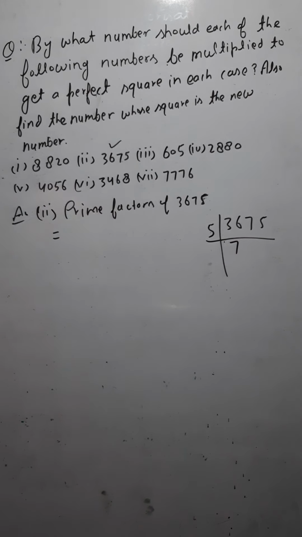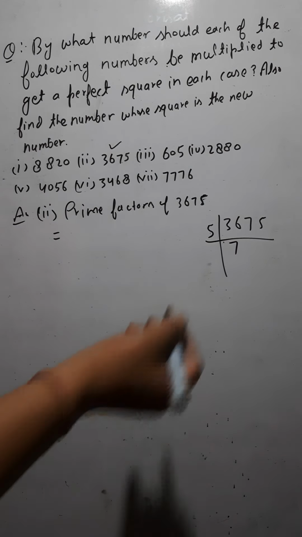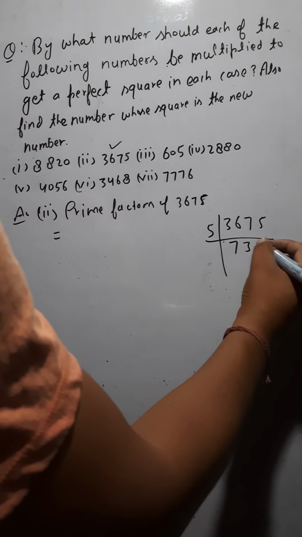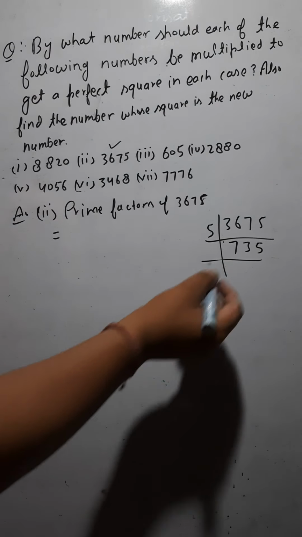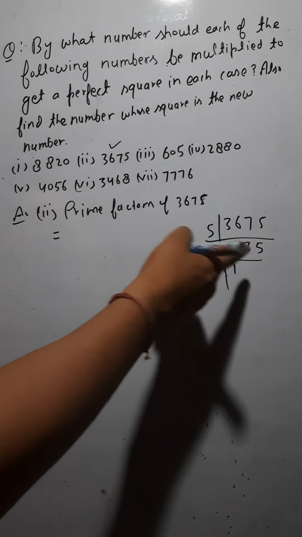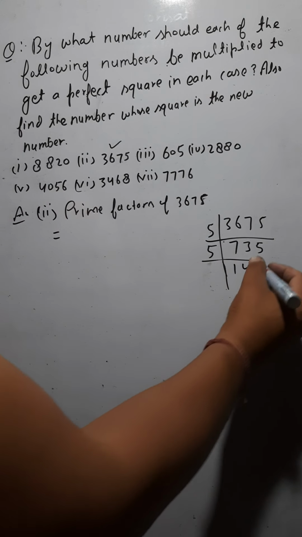So 5 7s are 35. Then you have 5 3s are 15, 2 left, then you have 5 5s are 25, and again you have the 5 at last there, again it would be divisible by 5, so you divide by 5. So 5 1s are 5, 2 left, 5 4s are 20, 3 left, 5 7s are 35.